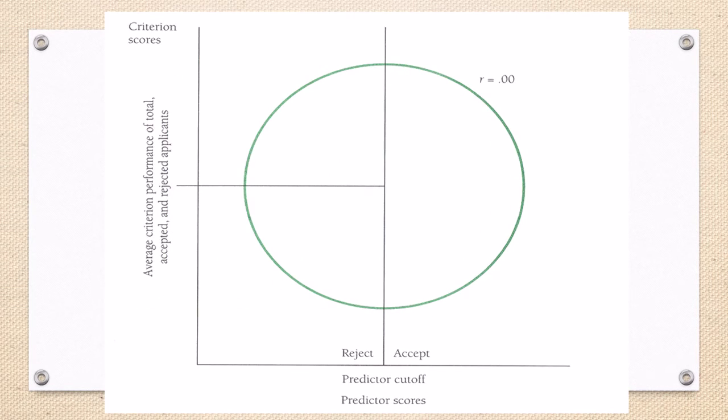So say we have a correlation of 0. The scatter plot of this would look more like this circle rather than an oval. If we develop a predictor cutoff and we pick someone above that cutoff, we have a 50-50 chance of getting an employee who is either successful in performance on the job or unacceptable. So it is not very useful.